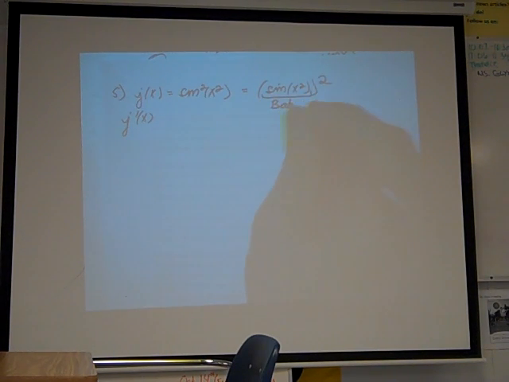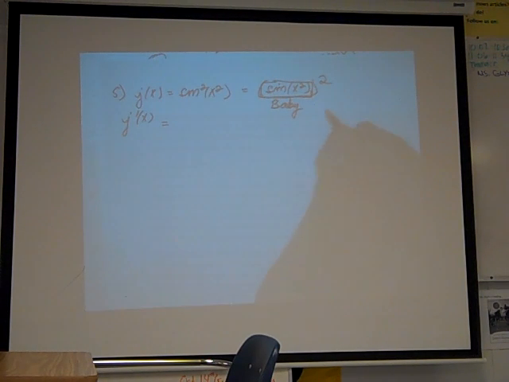Problem number 5, j of x is equal to sine squared of x squared. I know we talked about this in yesterday's video. I don't want to work with sine squared. I think that's confusing. So I'm going to rewrite it instead as the sine of my angle, squared. If I'm going to take that derivative, I've got a baby. There's my baby. That's an ugly baby. That is a big baby. But this really is just your chain rule.